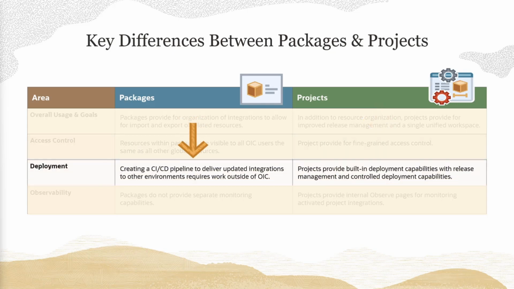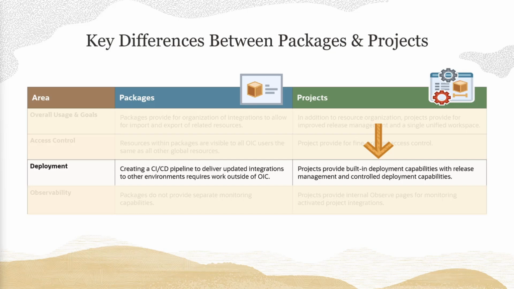For deployment, creating a continuous integration and continuous deployment pipeline and delivering updated integrations to higher environments requires work outside of Oracle Integration. For example, you could export a package and use a solution such as Visual Studio, APIs, or shell scripts to move the integrations into a testing or production environment. On the other hand, the deployment is much easier and faster from a project. Projects provide built-in deployment capabilities for improved release management, including controlled and versioned deployments.